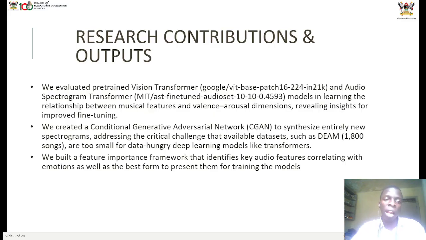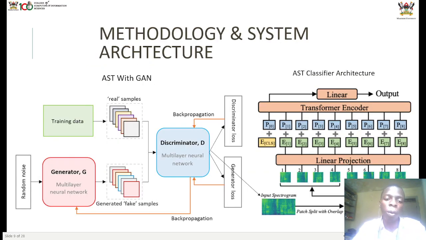These are the contributions and outputs. We evaluated a pre-trained large vision model from Google. We trained it with our audio spectrograms so that we align it to emotional analysis. Then we created a GAN to synthesize additional spectrograms in addition to the little that we had. And then we also created a feature importance framework, the one that we used for the text-based features, to be able to tell which features were core and necessary for learning.